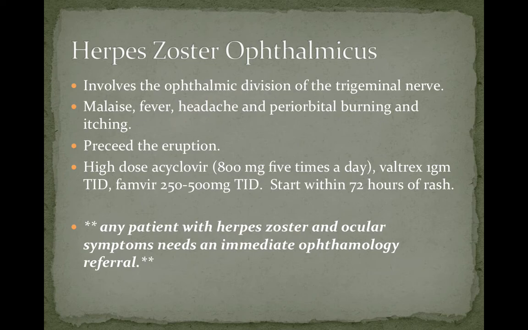It needs to be started within 72 hours of the rash developing, but I will tell you, the most important take-home message is that anybody that's got herpes zoster, and you think might have ocular symptoms, they need an immediate ophthalmology referral. You can start them on the antiviral medication, but it's very important that you get them to an ophthalmologist. Shingles that goes into the eye and invades the eye is going to cause blindness. So it's very important not to wait.